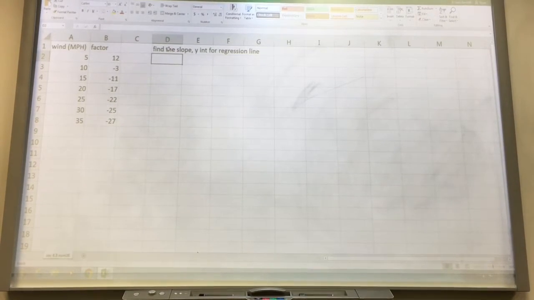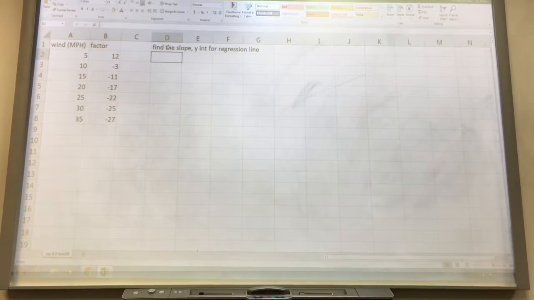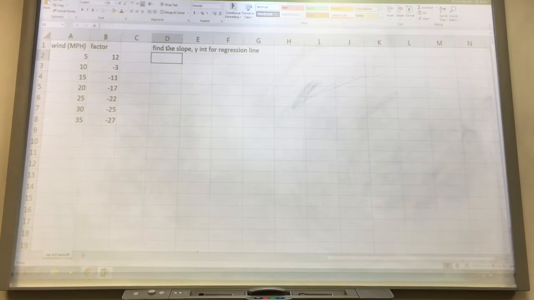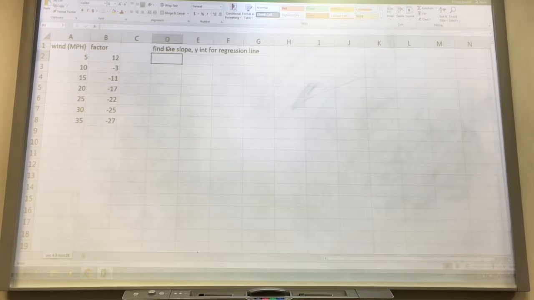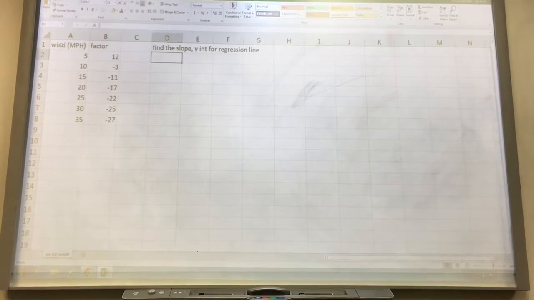Okay, now in order to do that, what should we really do first? We should figure out if regression is even appropriate, right? Because just looking at the data, I can't just say that's a straight line, that's a curve. How did you figure that out? A scatter plot, right? So let's do a scatter plot.